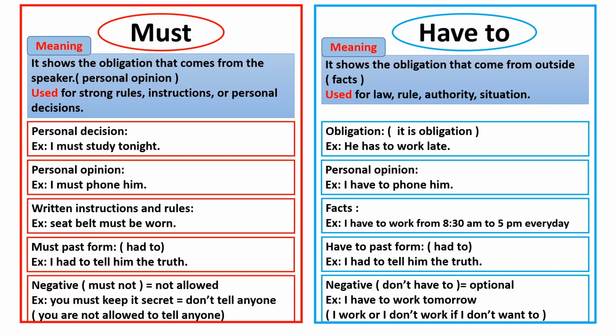And the negative form of have to is don't have to. For example, I have to work tomorrow. Here I show that I have an obligation to do.